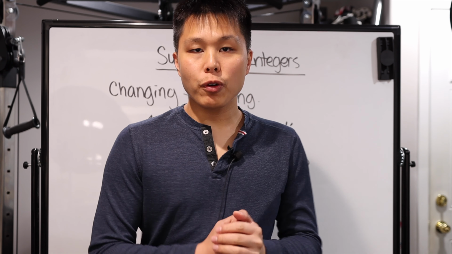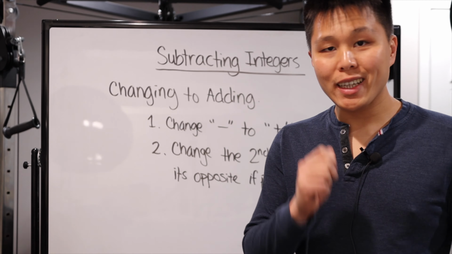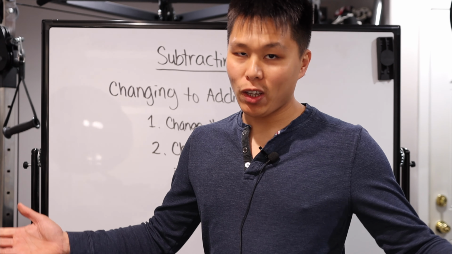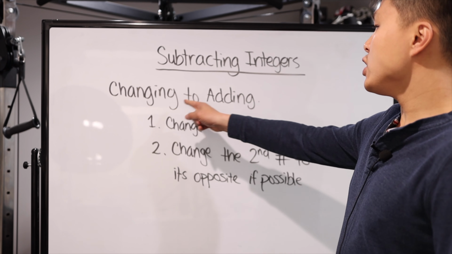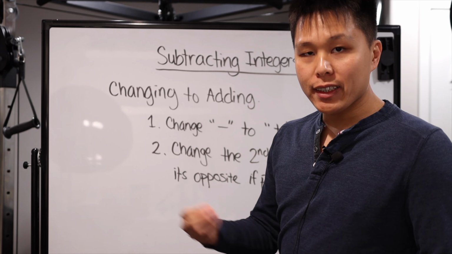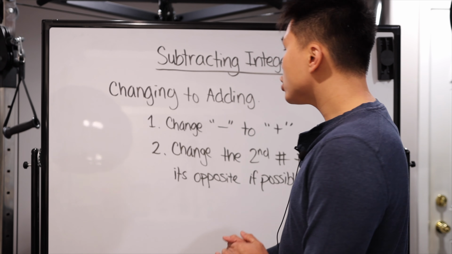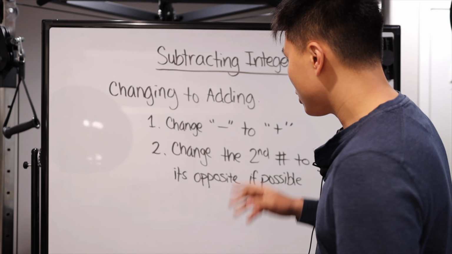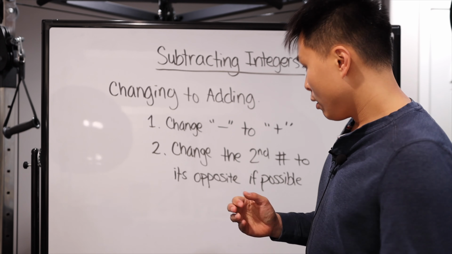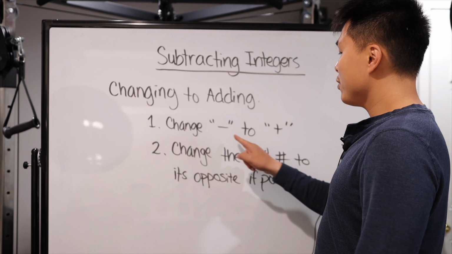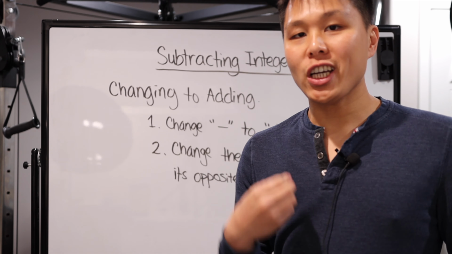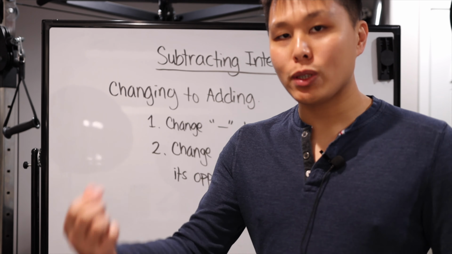All right, so before we talk about the different cases, let's talk about that one rule, that one key to make everything a lot easier. It's the idea of changing the problem to adding instead of subtracting. In order to change a problem into adding, these are the 2 steps you have to do. The first one, which is the lovely one, you take the subtraction sign and you change it to the addition sign. The second one is where it gets a little confusing.